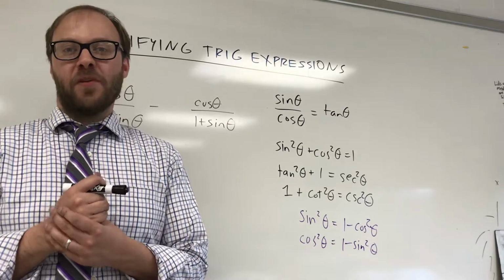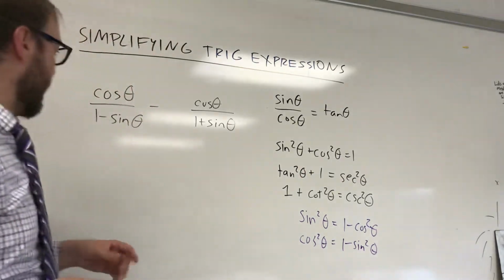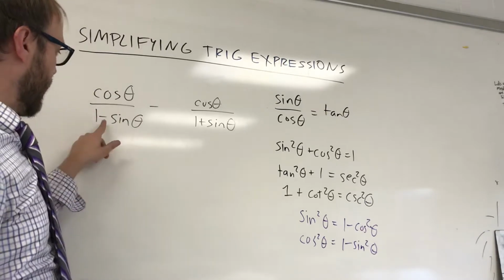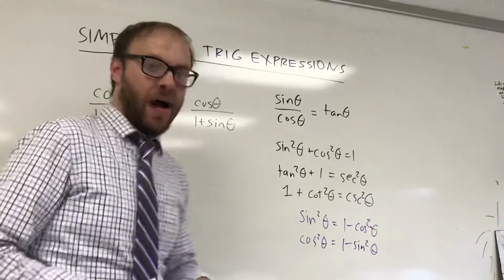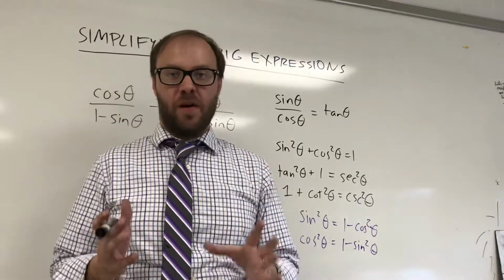I have yet another example of a trig identity problem. This time we're looking at cosine of theta over 1 minus sine of theta and cosine of theta over 1 plus sine of theta. Lot of algebra in these problems, all right?